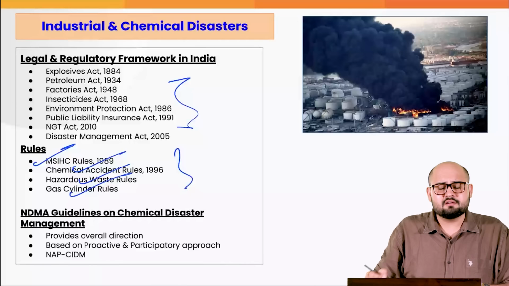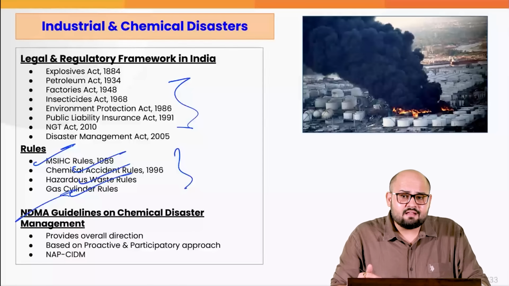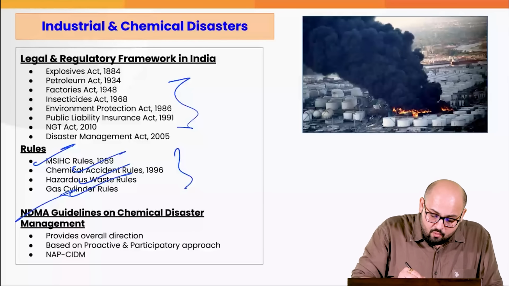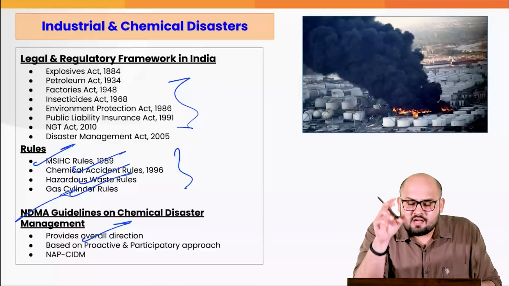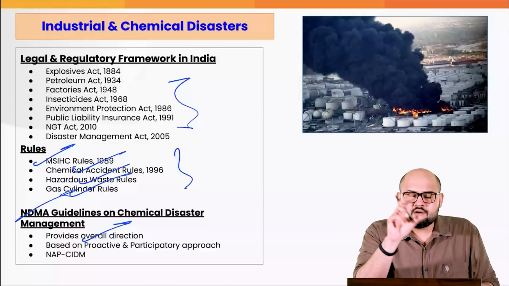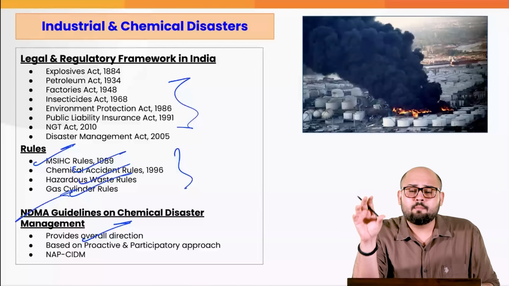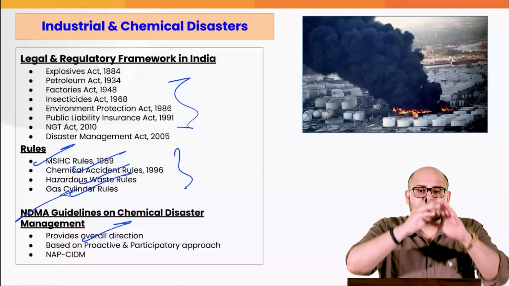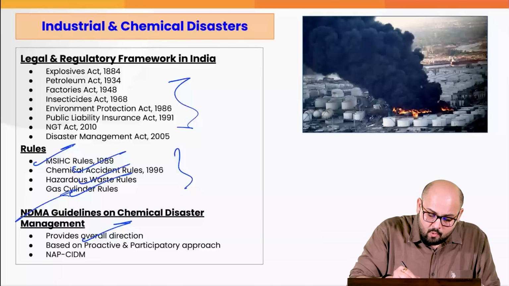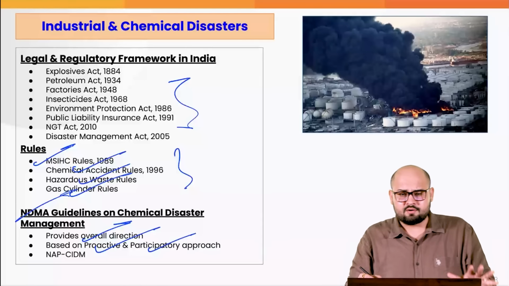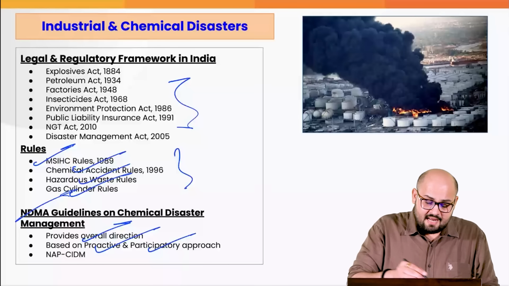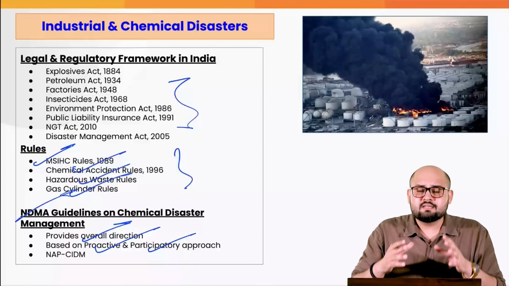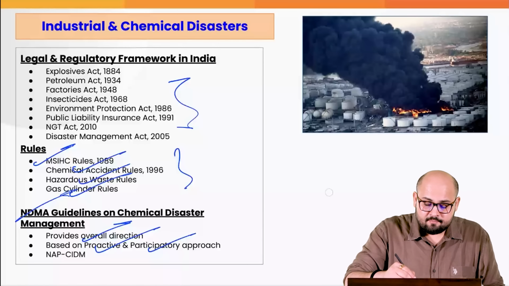What have been the National Disaster Management Authority's guidelines on chemical disaster management? When we talk about these guidelines, they provide the overall direction on how disasters are to be managed. What is the disaster risk with respect to a particular industry and what precautionary measures must be in place. So this provides a holistic approach based upon a proactive and participatory approach. Very, very important. See, previously, before the enactment of the Disaster Management Act of 2005, our approach towards disaster management was reactive in nature, right?